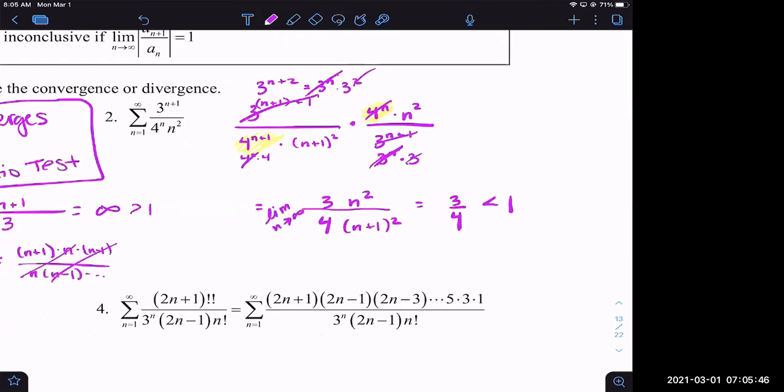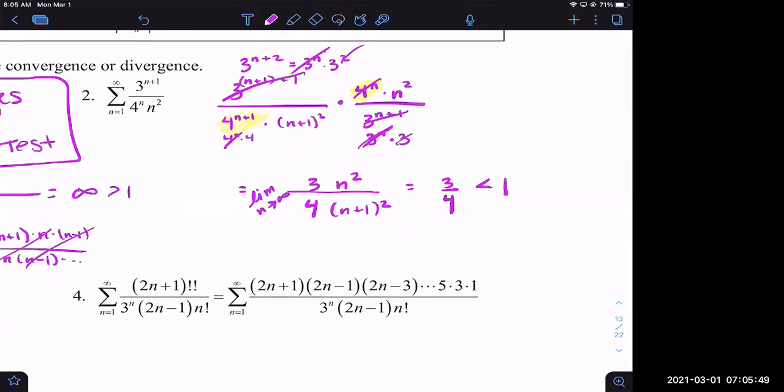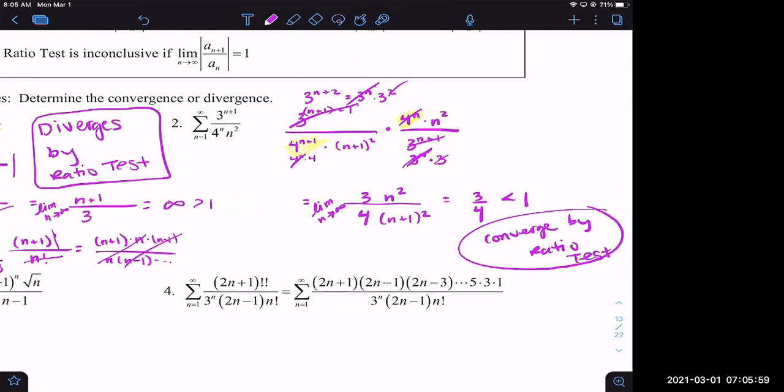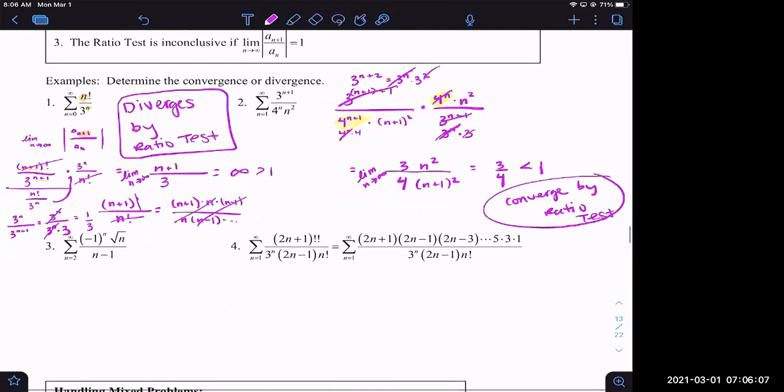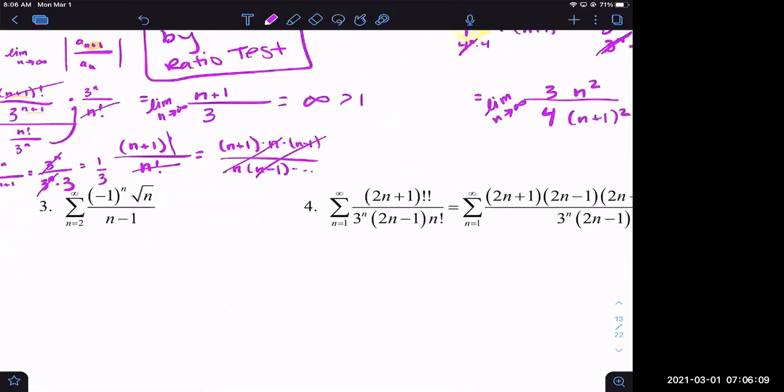So what's our conclusion? Yeah, so it's going to converge by ratio test, because that ratio did come out to give us something less than 1. So they take a little getting used to in terms of the simplifying, but once you get the hang of it, it's really not a bad test. Okay, let's look at number 3.